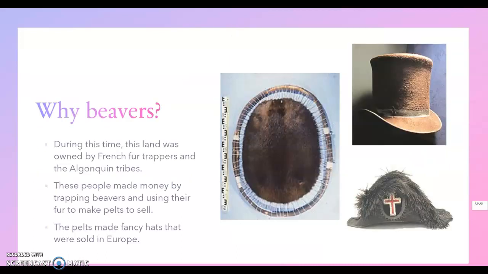During this time, the land that was in the Great Lakes region was owned by French fur trappers and the Algonquin tribes, which is a Native American tribe in the Northeast region. These people made their money by trapping beavers and then using their fur to make pelts to sell. You can see here is a fur pelt. This is what beaver fur looked like once they were ready to use it. The pelts made fancy hats that were sold in Europe. So here's some examples of some hats that they used the beaver fur to make and sell.